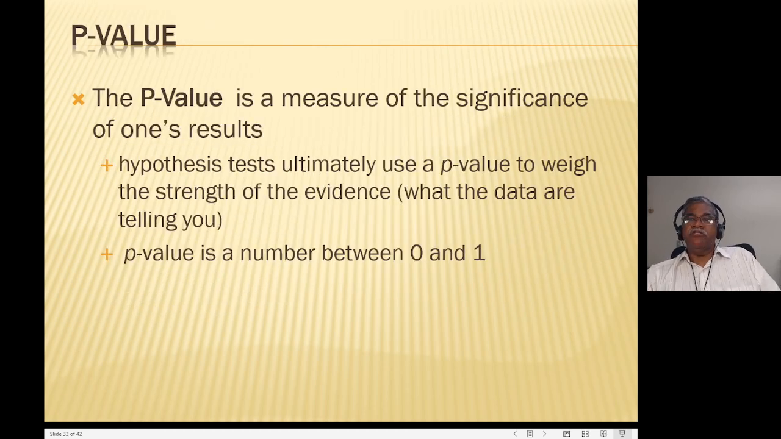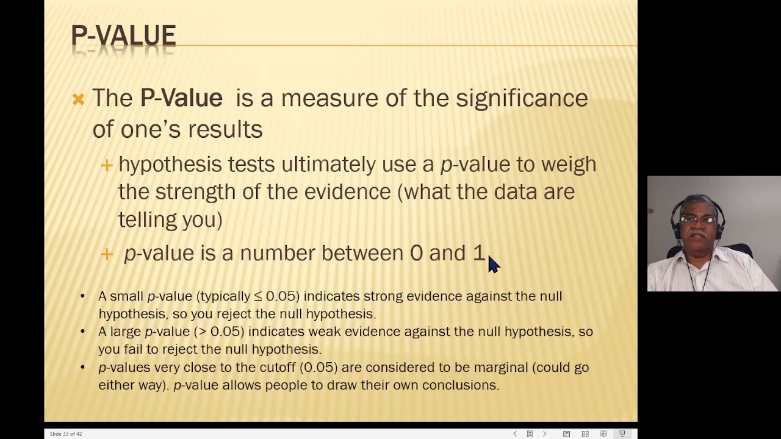Okay, now we're going to look at another term that you typically see, and that is called the p-value. The p-value is used to weigh the strength of the evidence, like what is the data telling you. It's almost like a percentage value, right? A p-value is a probability value between 0 and 1, and the closer it is to 0, the more you are rejecting the null hypothesis. The closer it is to 1, the more you are accepting the null hypothesis.